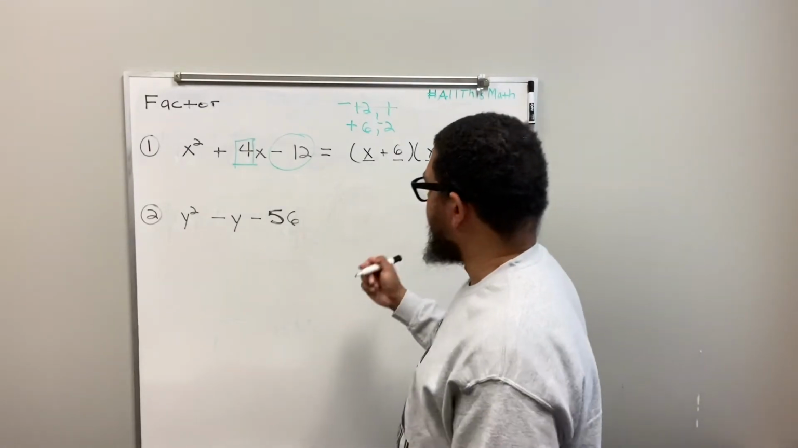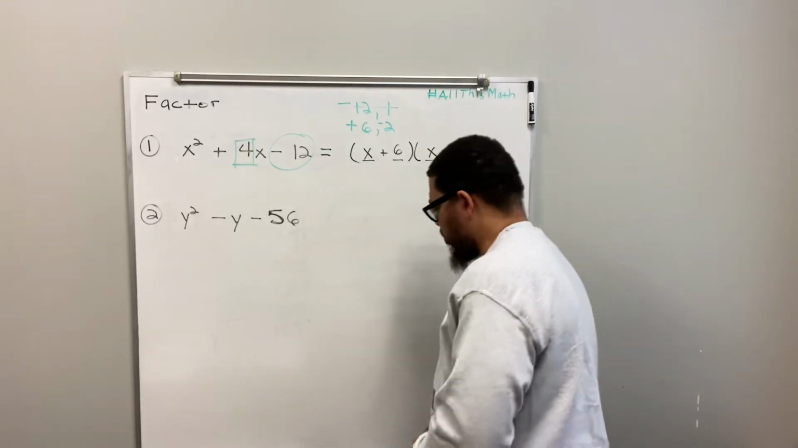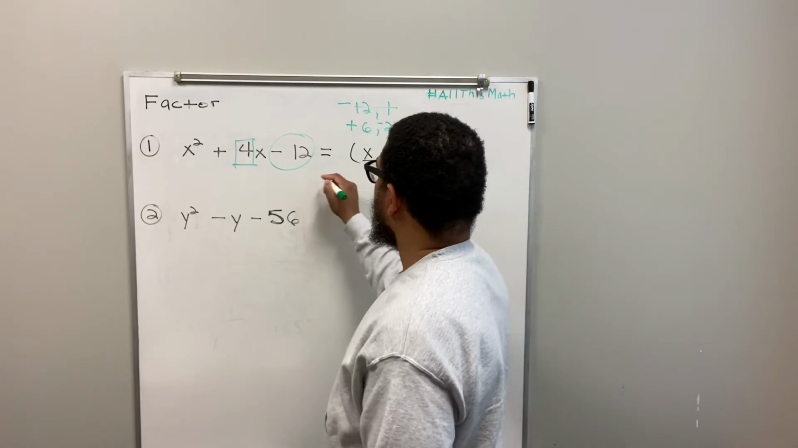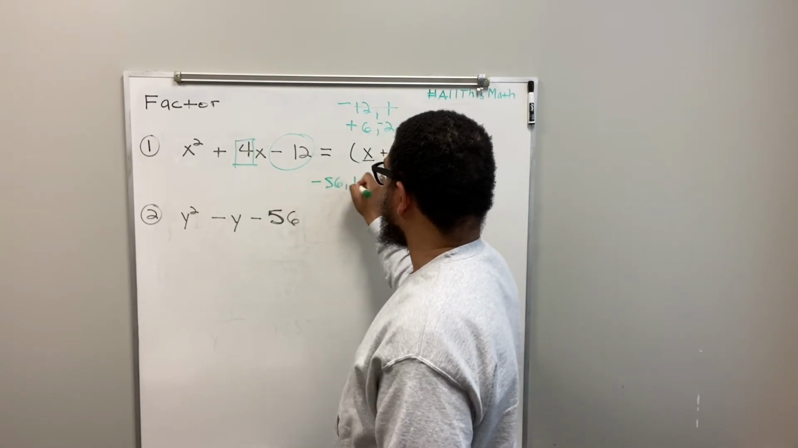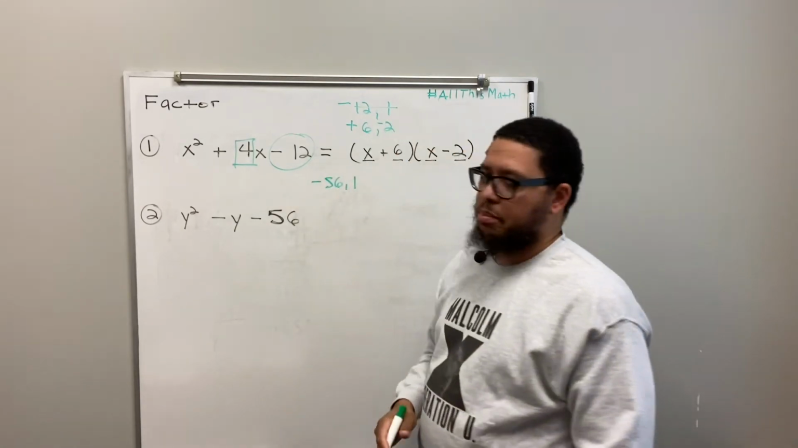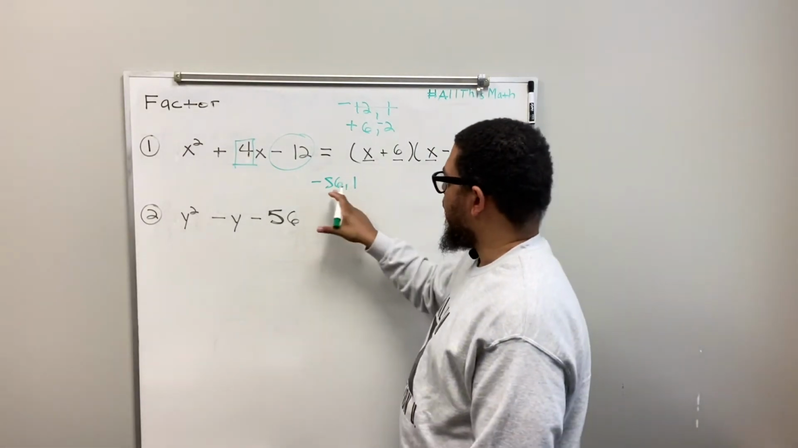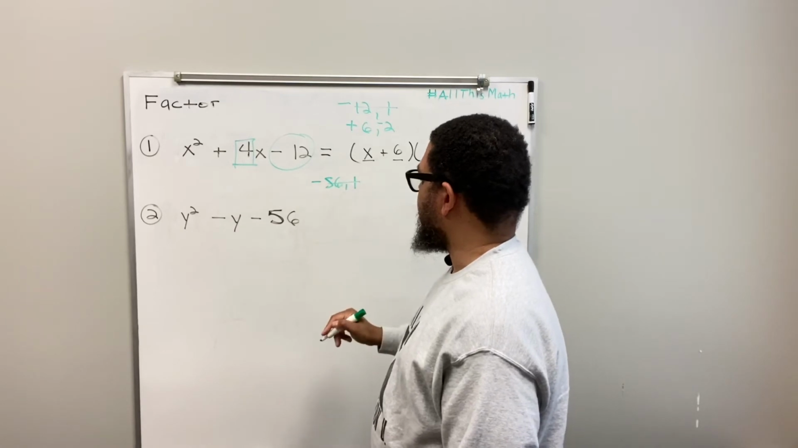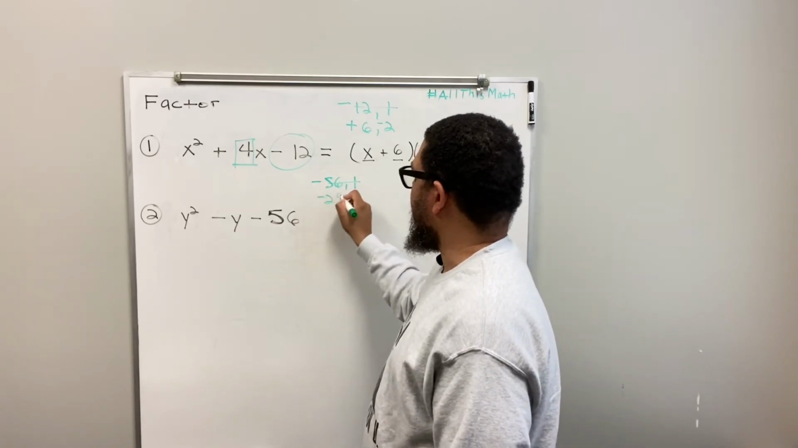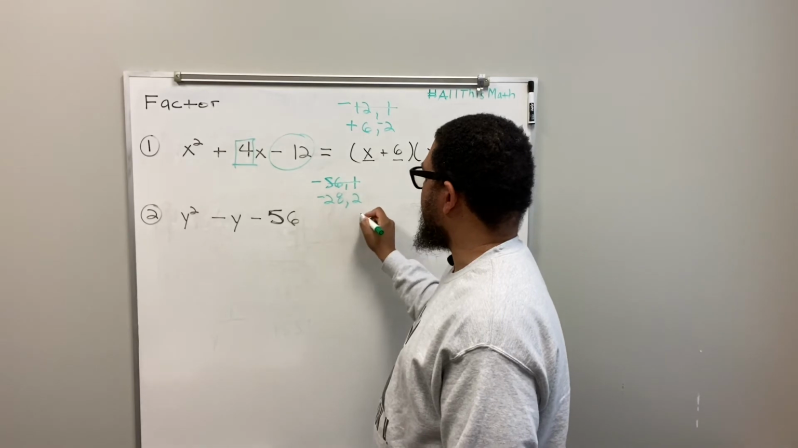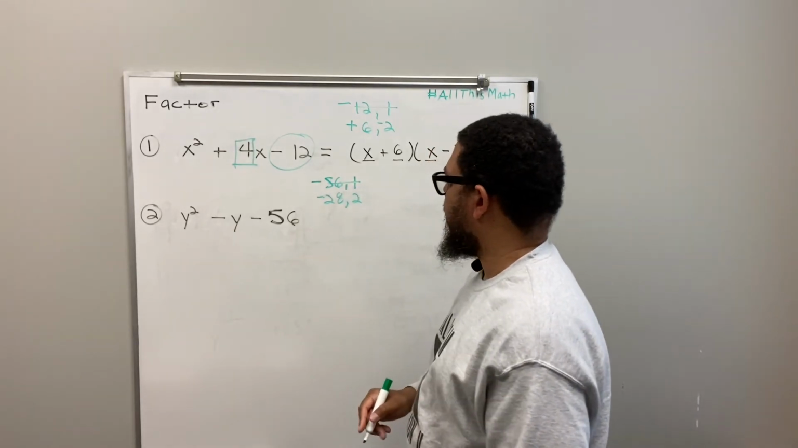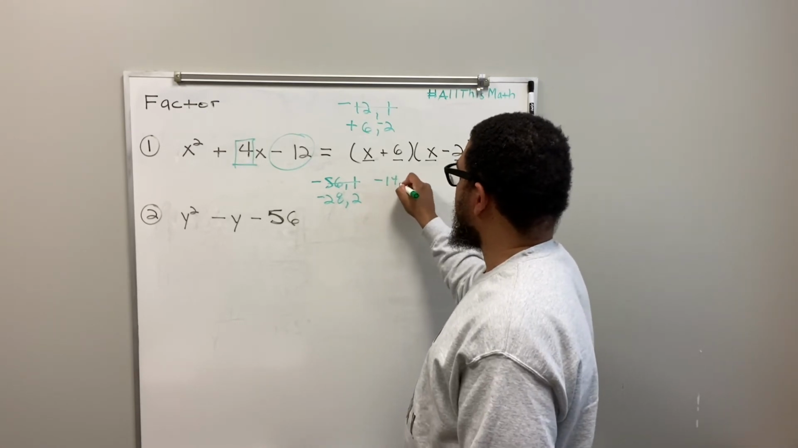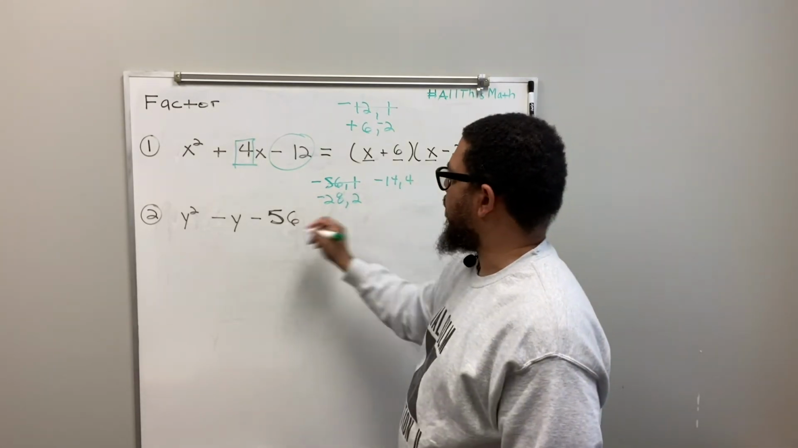Now, let's just start listing factors. So I'm going to start with negative 56 and 1. I know that's not going to work, but I'm going to still write it down just for the sake of being complete with my work. Negative 56 plus 1 does not equal negative 1. And then, let me see. What about negative 28 and 2? That does not add up to negative 1. What about, let me see, negative 14 times 4? That don't add up to negative 1.